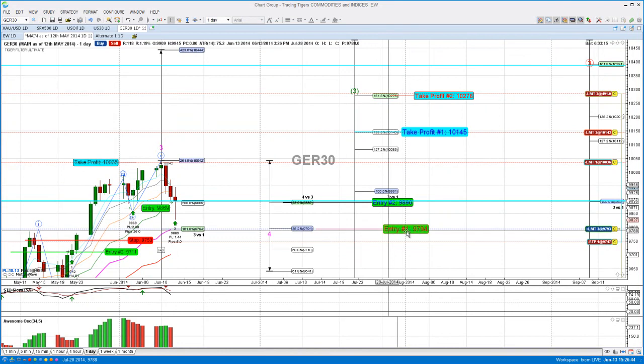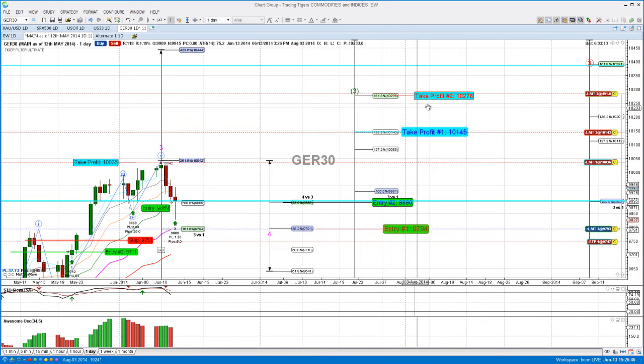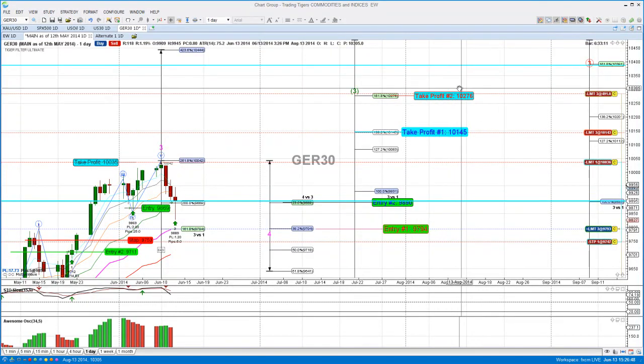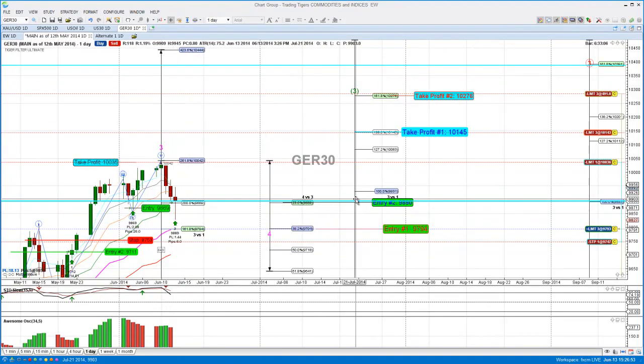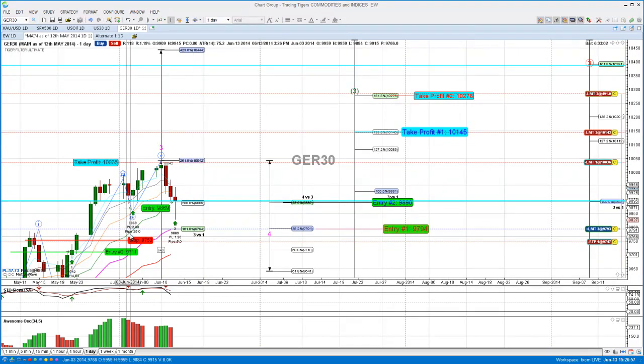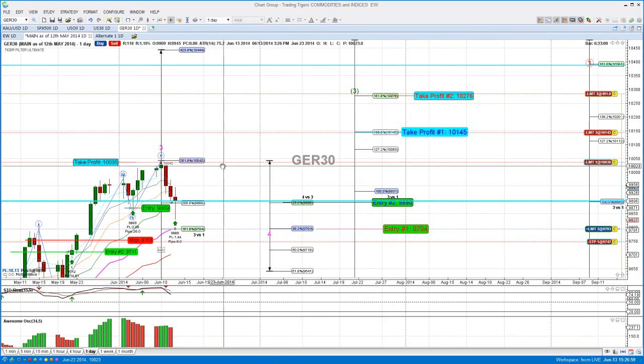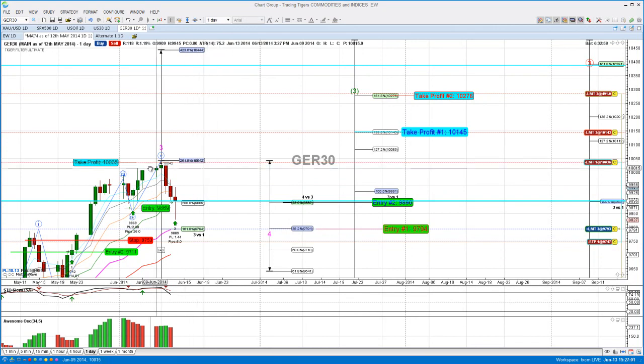This entry here will take out this target, 161.8. This entry here, which we're already in the trade for, will take out this exit. And as price goes up, it's of course going to take out that level. So that's that for this particular thing.